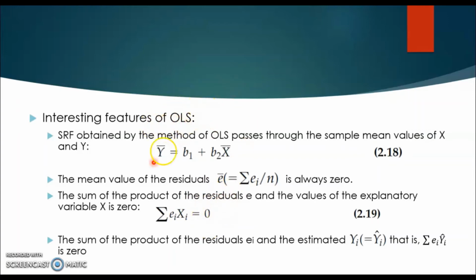And the sum of the product of the residual and the estimated dependent variable is also equal to 0. That means that apart from the sum of residual times x value being equal to 0 based on OLS, the sum of y value times the residual is also equal to 0. So those are some of the interesting features of ordinary least squares.